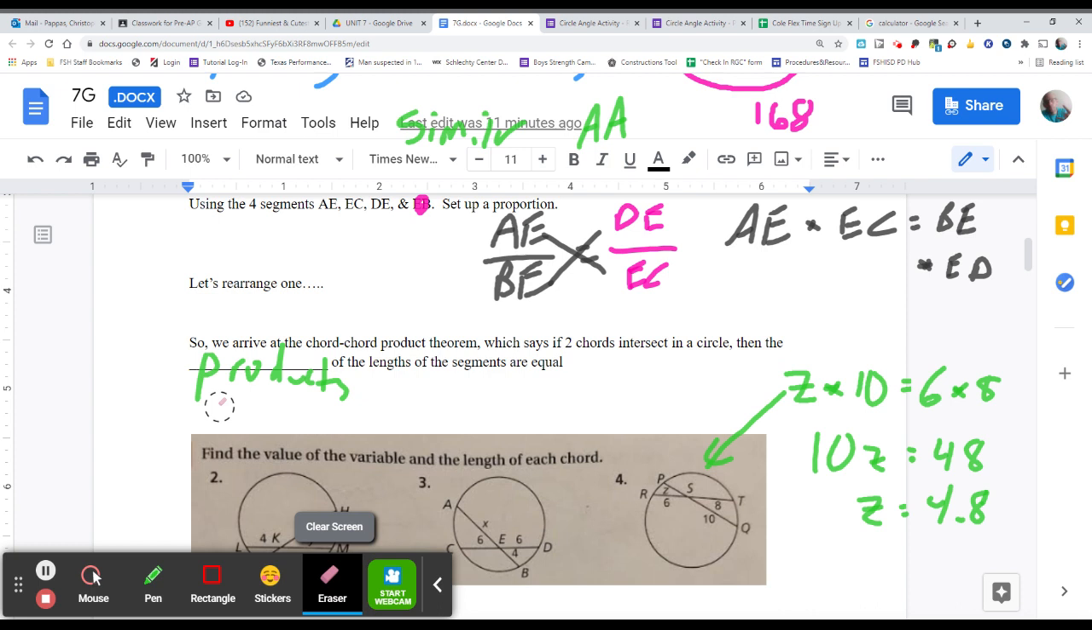So take a minute and stop this, rewind it if you need to, pause it, get caught up on the notes, and then we're going to go to the third page here.